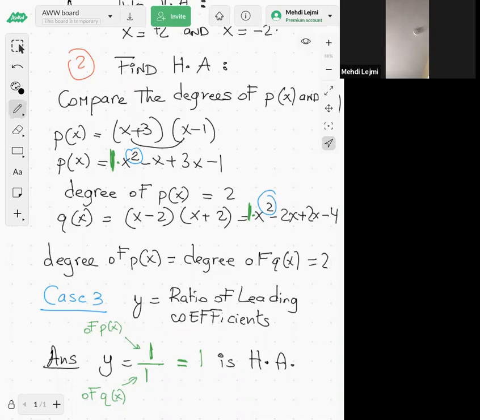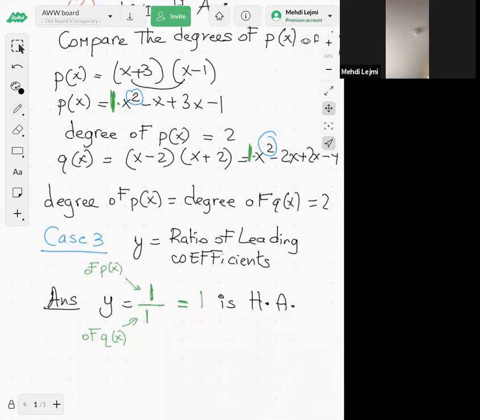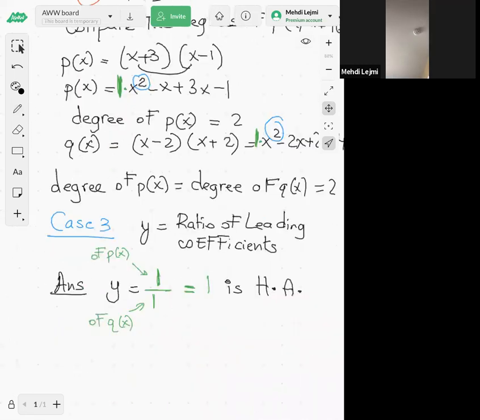Any question, guys? Well, you may ask, what are the other two cases? We discussed this last week. The first case is when the degree of P is larger than the degree of Q. In that case, there will be no horizontal asymptote. The second case is when the degree of P is less than the degree of Q, then y equals 0 is the horizontal asymptote. Now this is the third case, when P and Q have the same degree. All right, any question, guys?